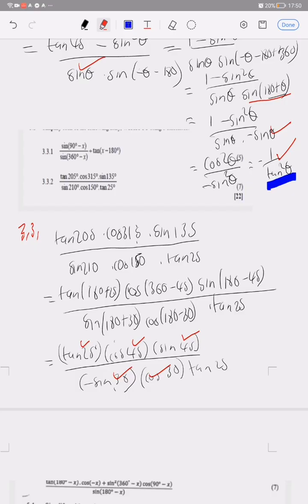Now what can we do from there? So we can just cancel now. I think I'm seeing something here. We can just cancel here. Do you see this? It can just go away.